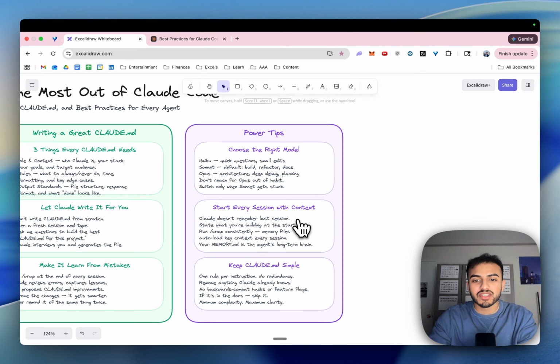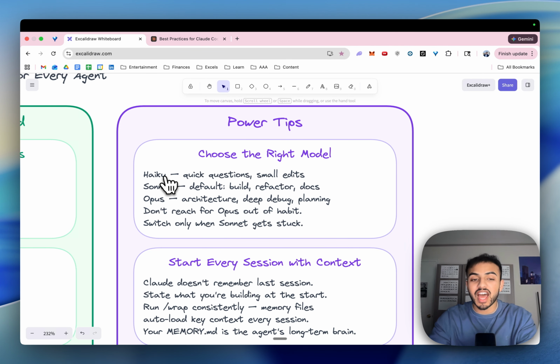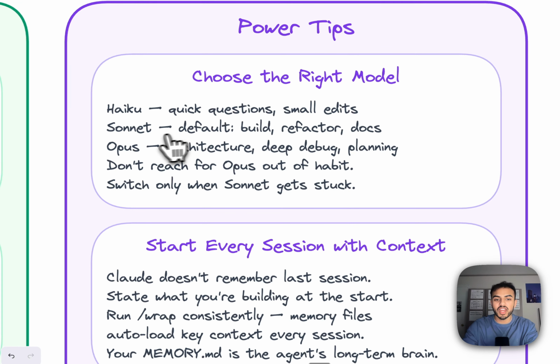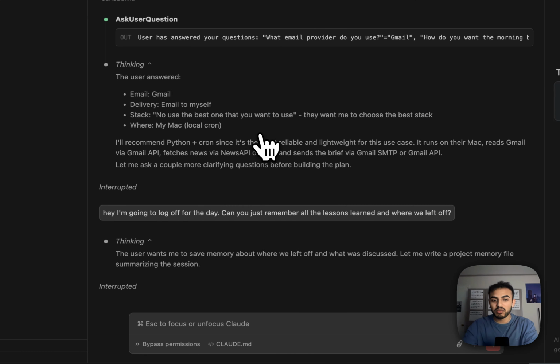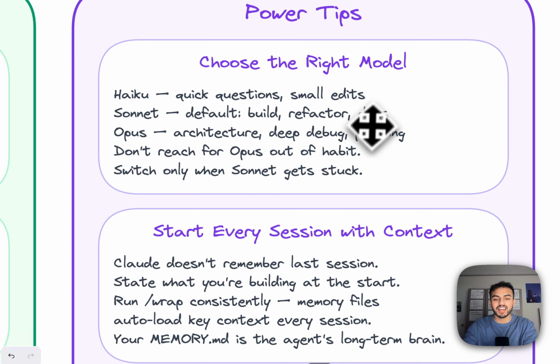Okay, power tips. So with Claude comes 3 different models. There's the Haiku model, which is for quick questions, small edits. Sonnet model, which is default, and that's the one that we're talking to right now, and it's good for building docs, simple stuff as well. Opus is where you actually get into the very technical stuff where you're trying to build out something pretty complicated, or you're trying to debug something.